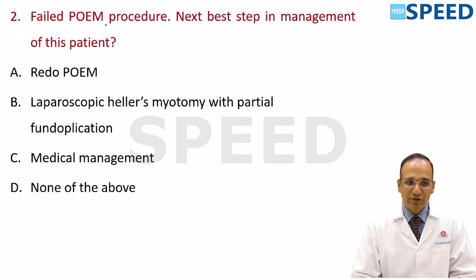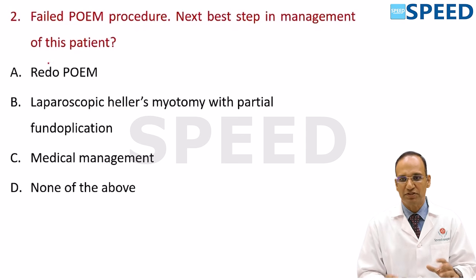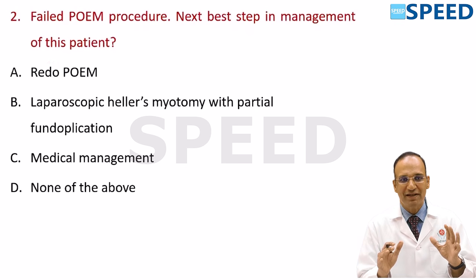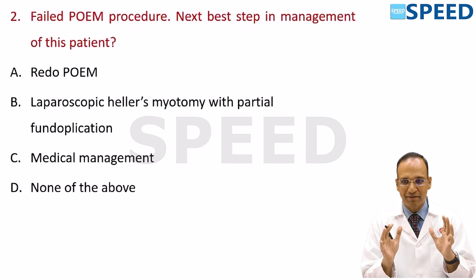Now, question number 2 reads: failed POEM procedure, next best step in the management of this patient. See, POEM is a procedure. Per-oral endoscopic myotomy is a procedure done for achalasia cardia.